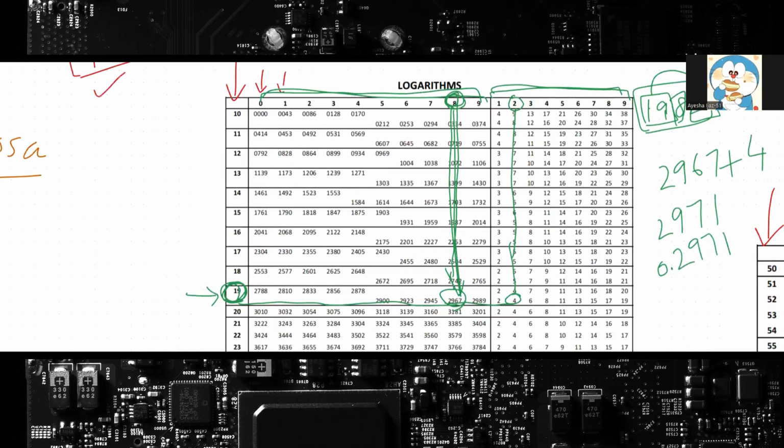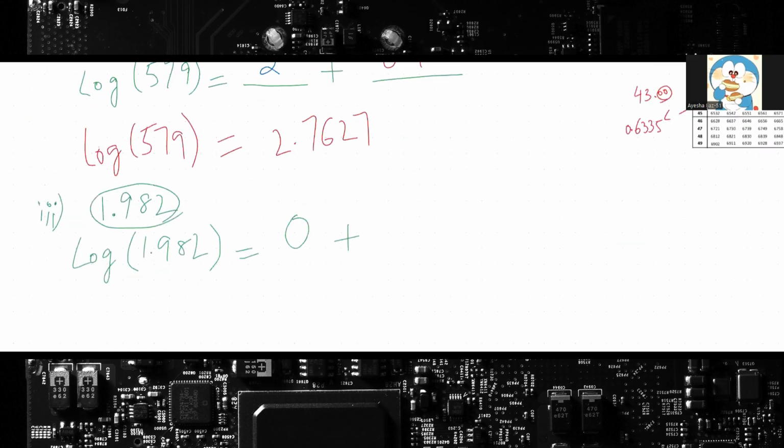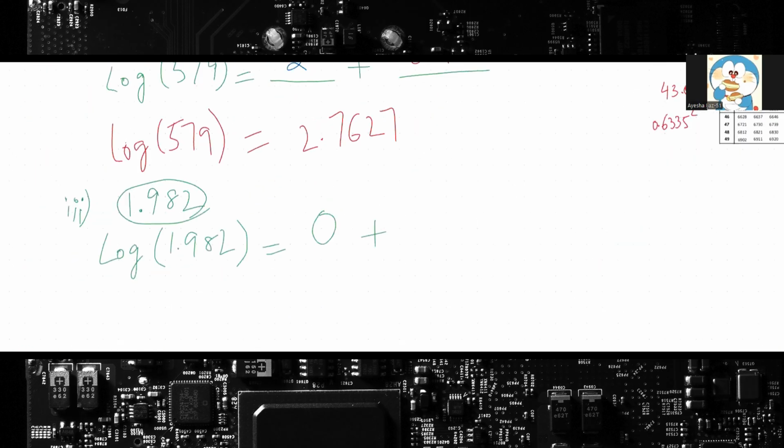So this is how you find the log of the mantissa of this number. So just simply write 0 was your characteristics and the mantissa is 0.2971. And if I add these two numbers, I'll get 0.2971, which is the log of 1.982. Okay.